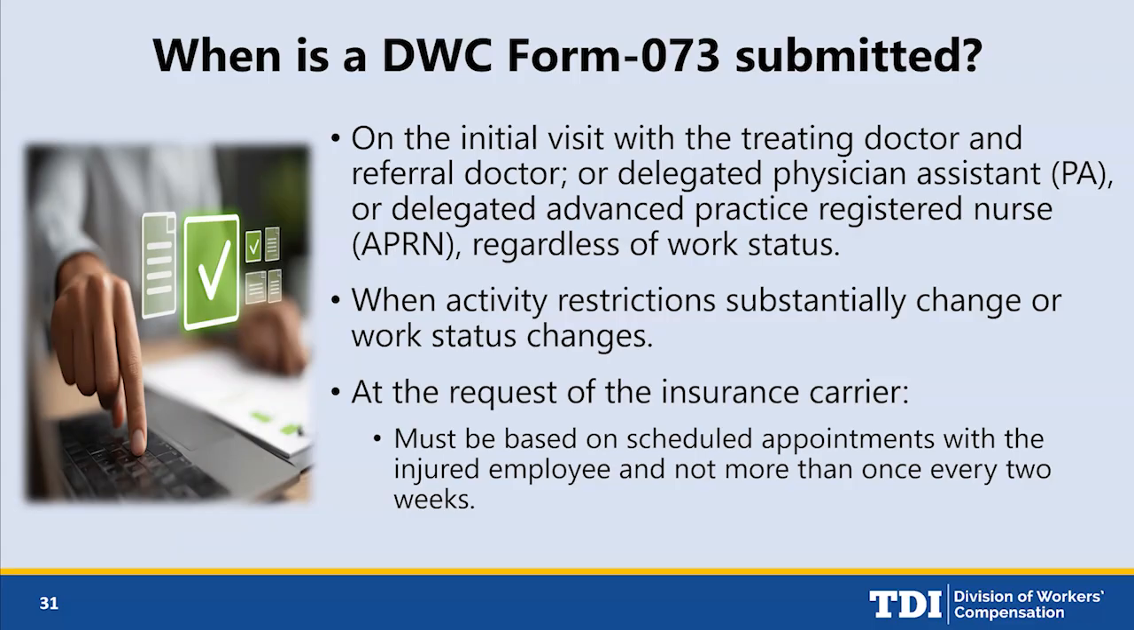So after that, anytime activity restrictions change substantially, or maybe they can go back to work on a part-time basis from being unable to, so they go from being unable to work, now they can work part-time. If anything changes in their abilities, their functional abilities, or their work status, you need to complete another 73.